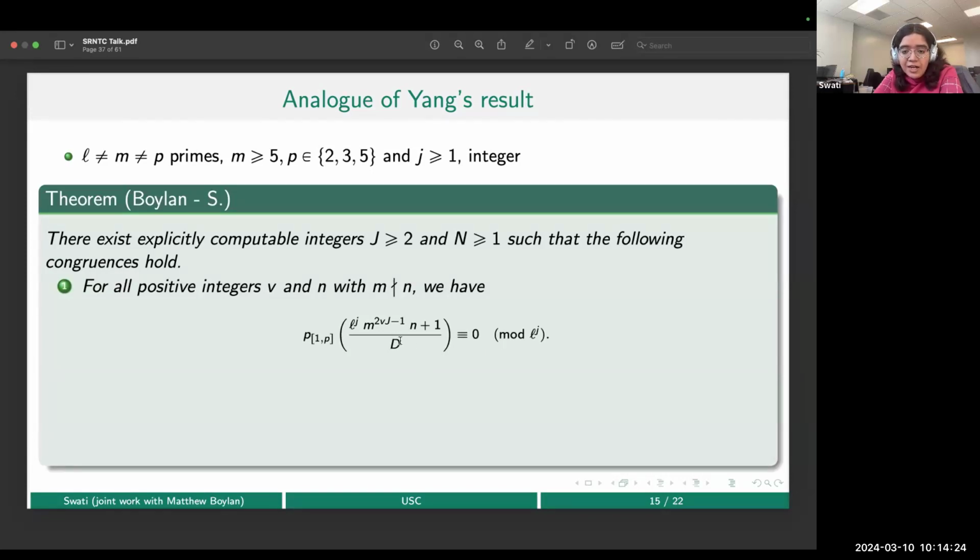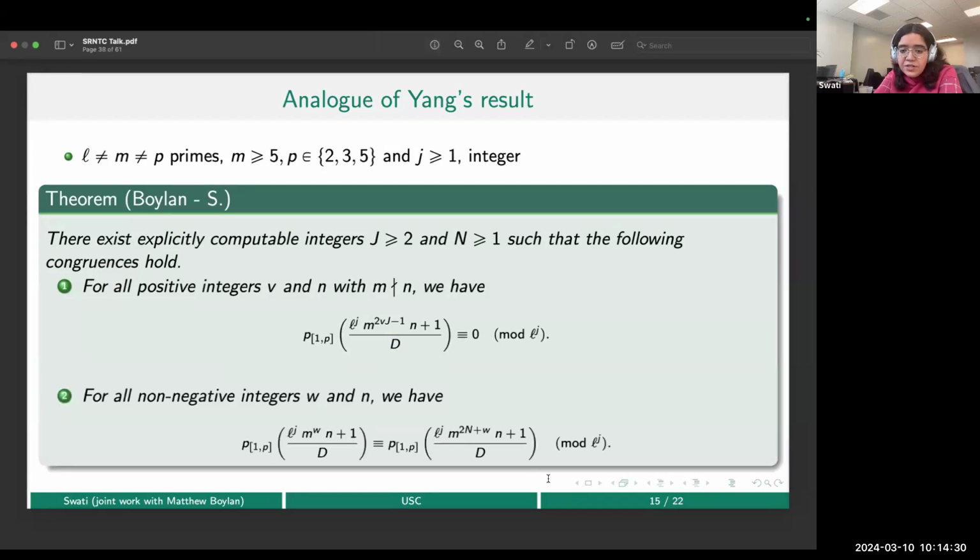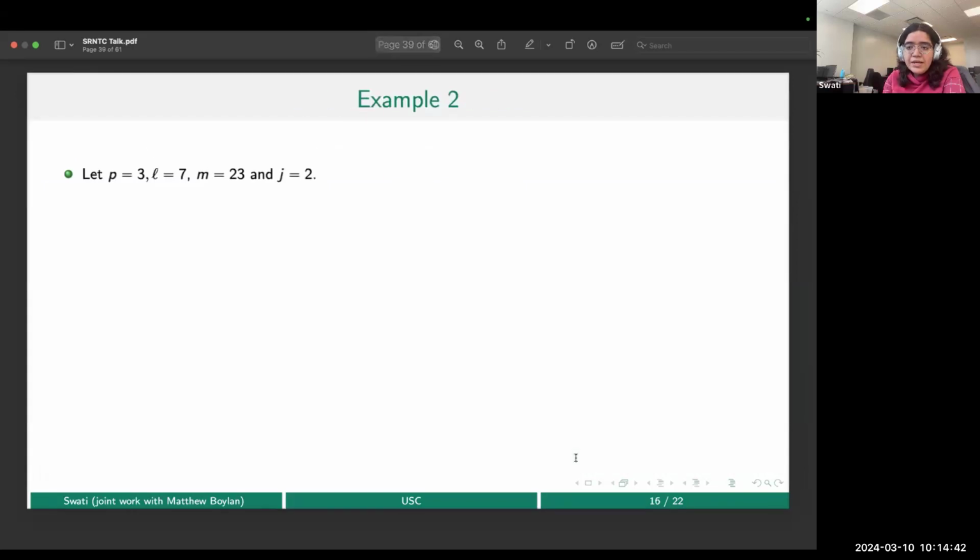And this D that you see here is basically the denominator of the theta quotient. Similarly, we do have congruences of this form as well for all non-negative integers W and N. Again, this holds modulo any prime power. Again, let's try to understand it by means of an example. So in this case, we take J to be an even integer and P, L, M to be distinct primes.